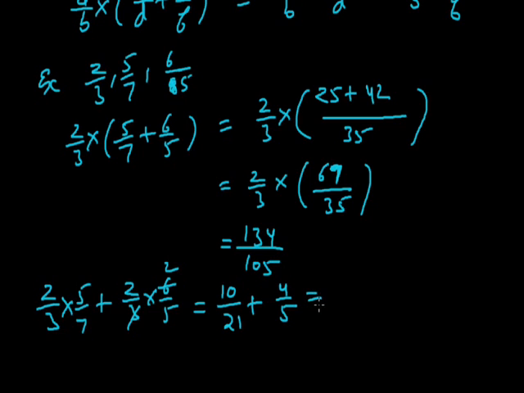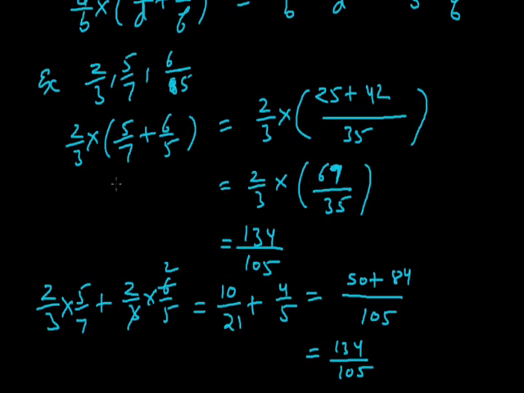Now I take the LCM of 21 and 5. The LCM of 21 and 5 is 105. Now 105 divided by 21, that is 5 times. So 5 into 10, that is 50, plus. Now 105 is divided by 5, that is 21. Now 21 into 4, that is 84. So 50 plus 84, I am getting 134 by 105. So this is our answer. So from these two expressions, I am getting the same answer.